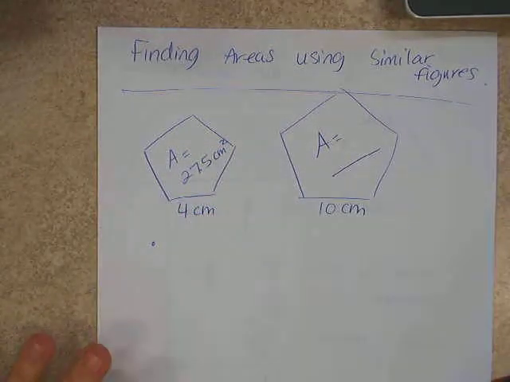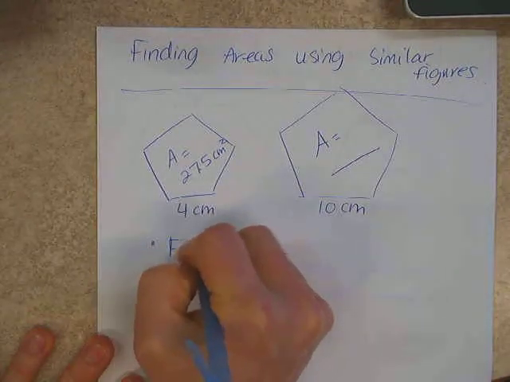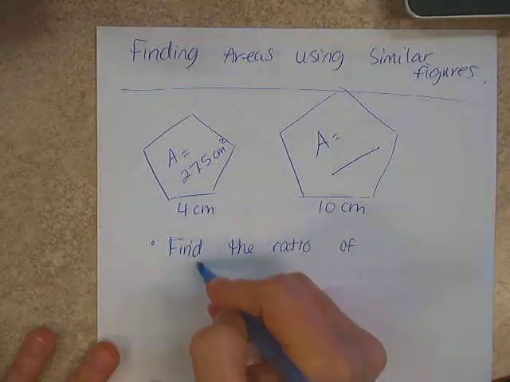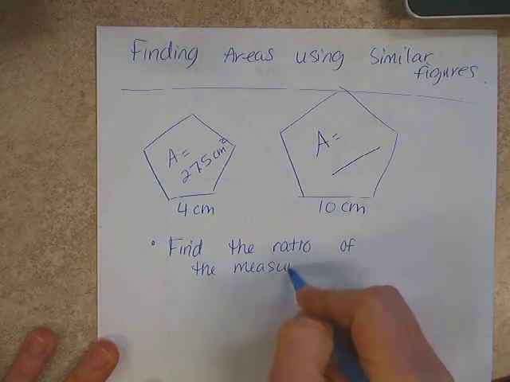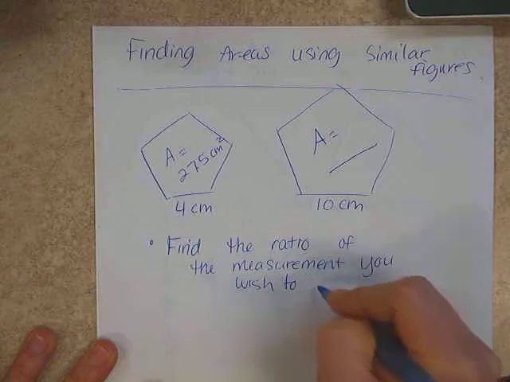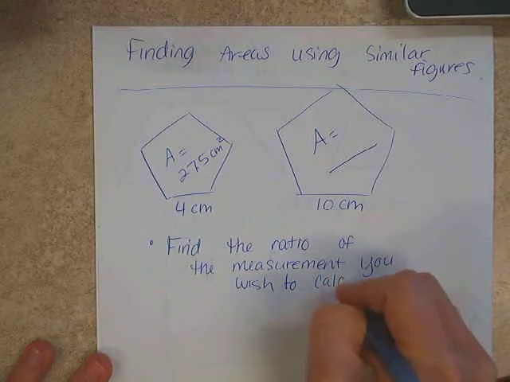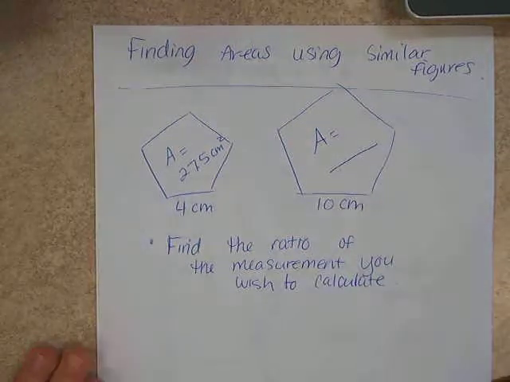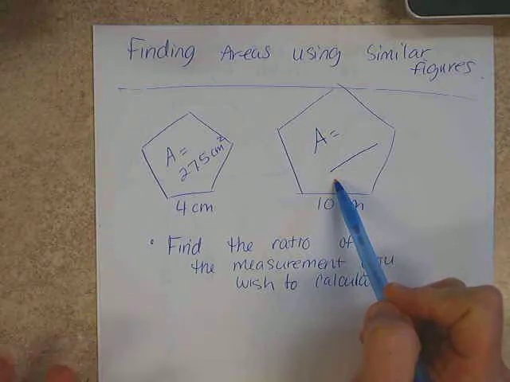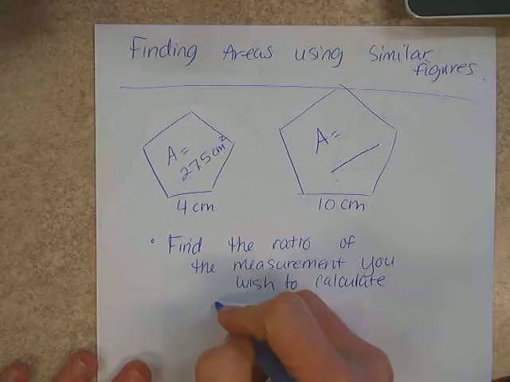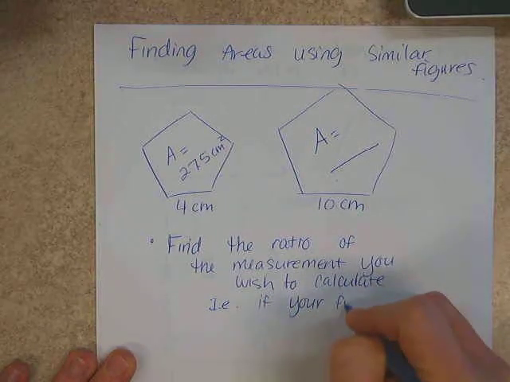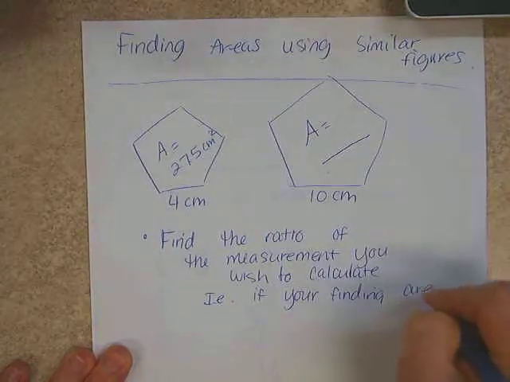Now, this general idea should carry you on into doing the same thing later with volume. We'll have to tweak it a little bit, okay? But the general idea is to find the ratio of the measurement you wish to find, or you wish to calculate. I want to find twice. So if I want to calculate the area, then I need to know the area ratio, okay?